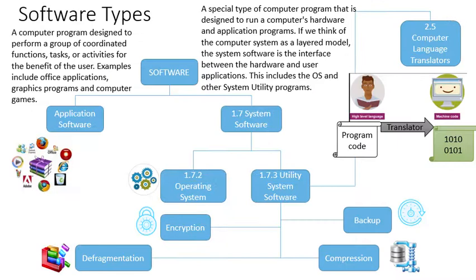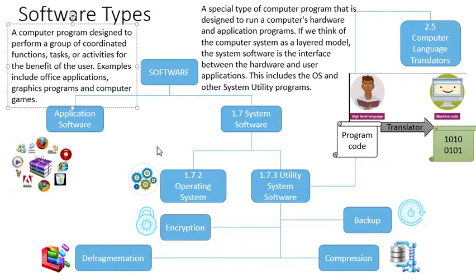So software is broken down into a number of different parts, two main parts in fact, namely application software and system software, which is the focus of the section that we need to study. But briefly, what's the difference? Well, briefly, application software is computer programs designed to perform a group of coordinated functions, tasks, or activities of benefit to the user or an end user.